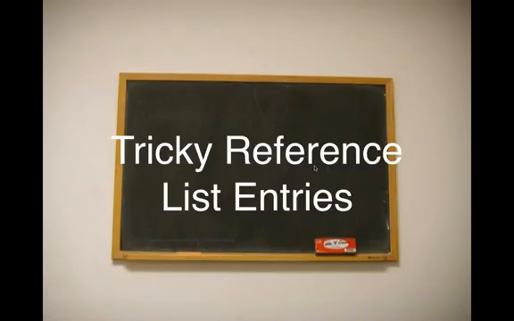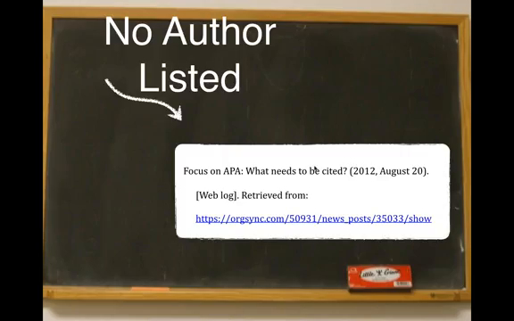All right, so we've talked about a basic reference list entry. What if we don't know the author's name or the date of publication? For this example, let's pretend that the article we just referenced has no author listed. The title of the article moves to the front of the citation in place of the author's last name.